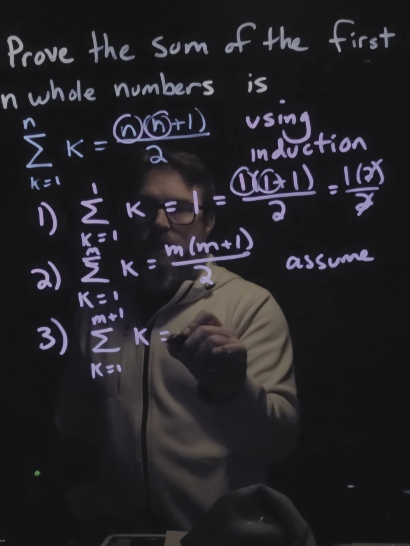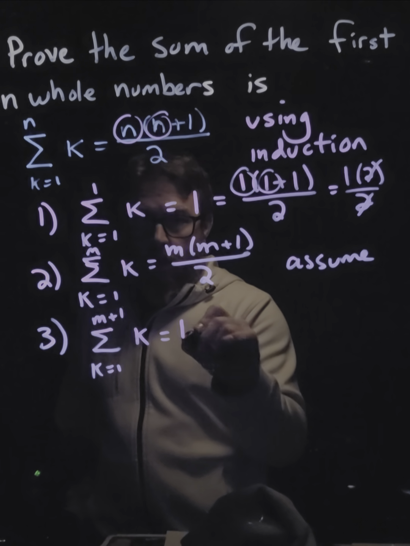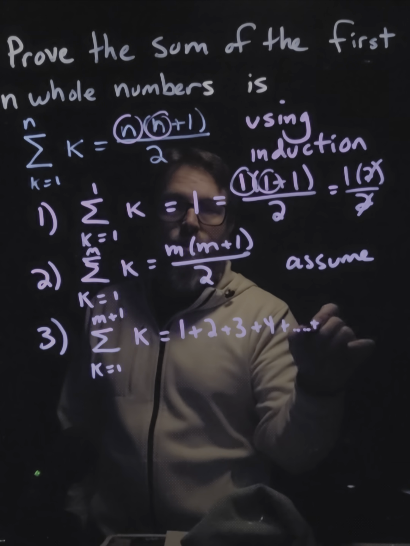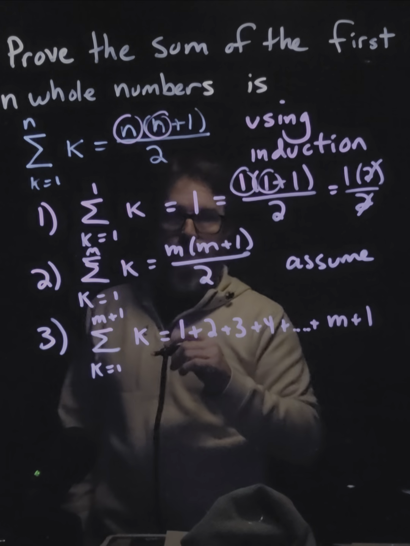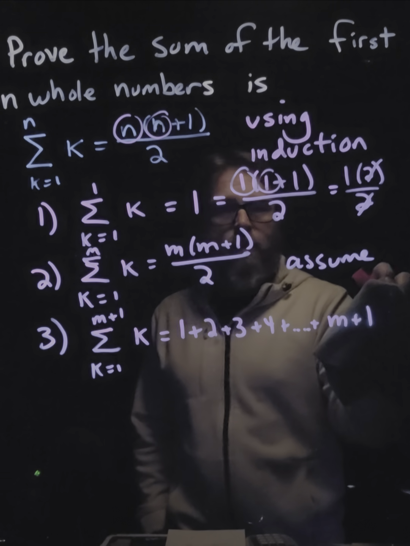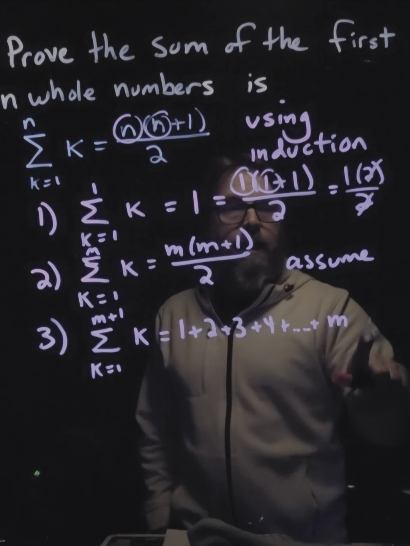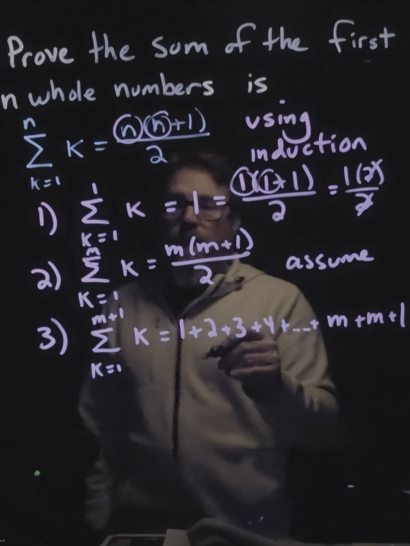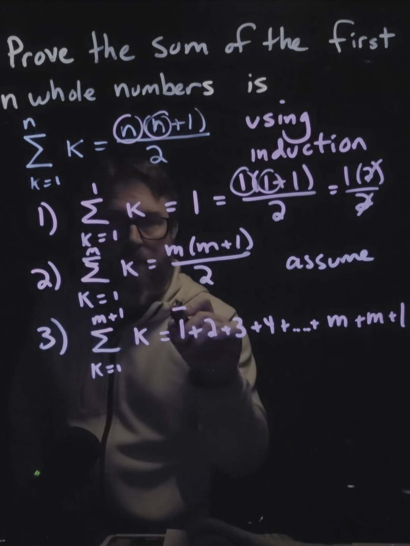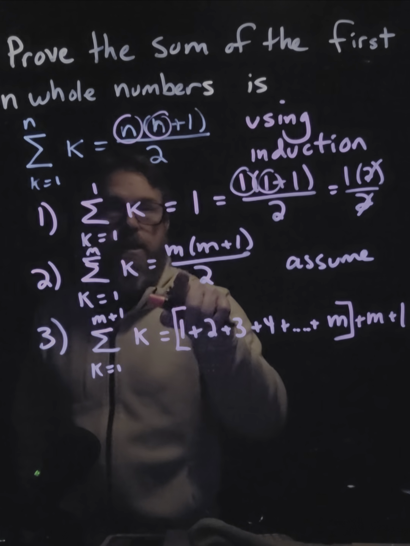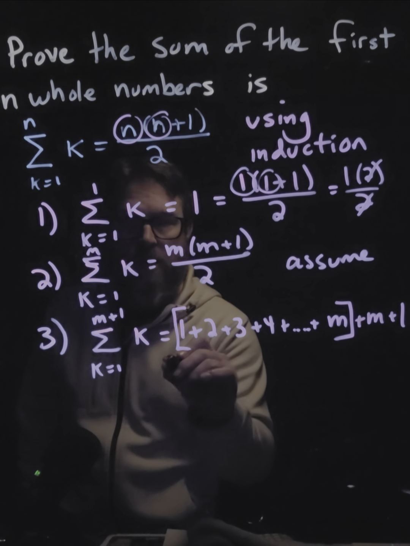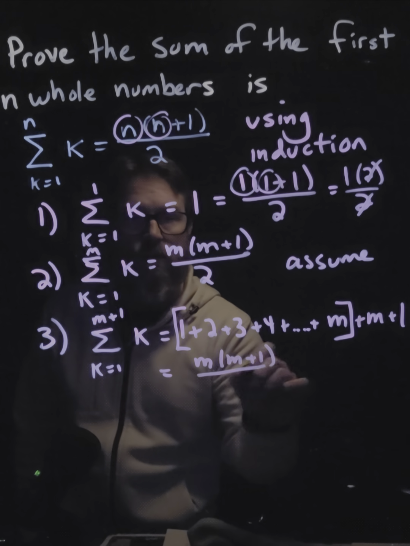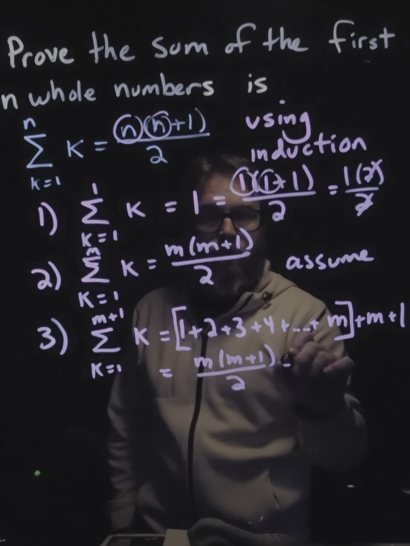So what we know is this is going to be equal to 1 plus 2 plus 3 plus 4 plus all the way to m plus 1. Now, right before m plus 1 is actually going to be m, and then we'll have an m plus 1 right after that. Now, what we do know is this part of the formula, up to m, is this assumption. So this is going to be equal to m times m plus 1 all over 2, and then I still have this m plus 1 out here.